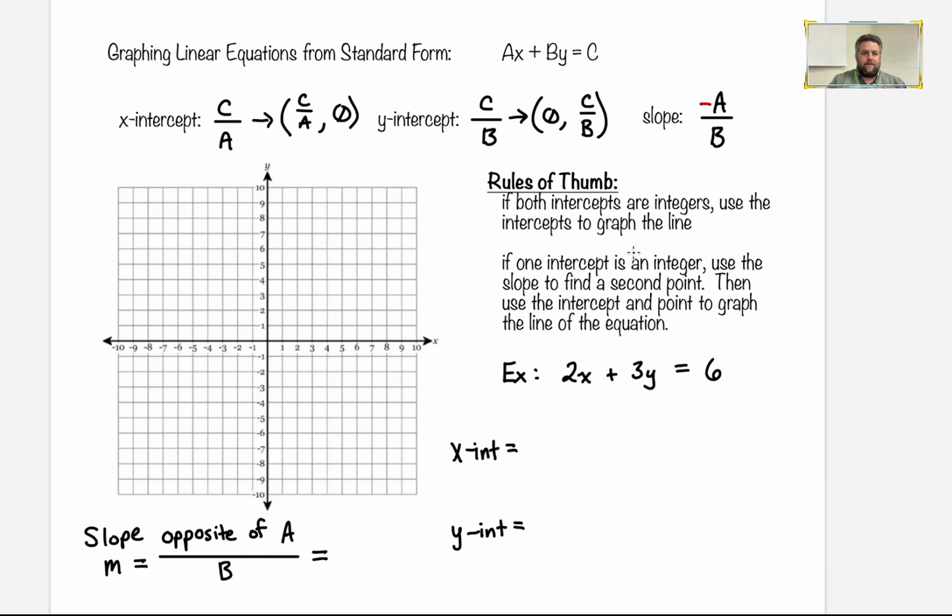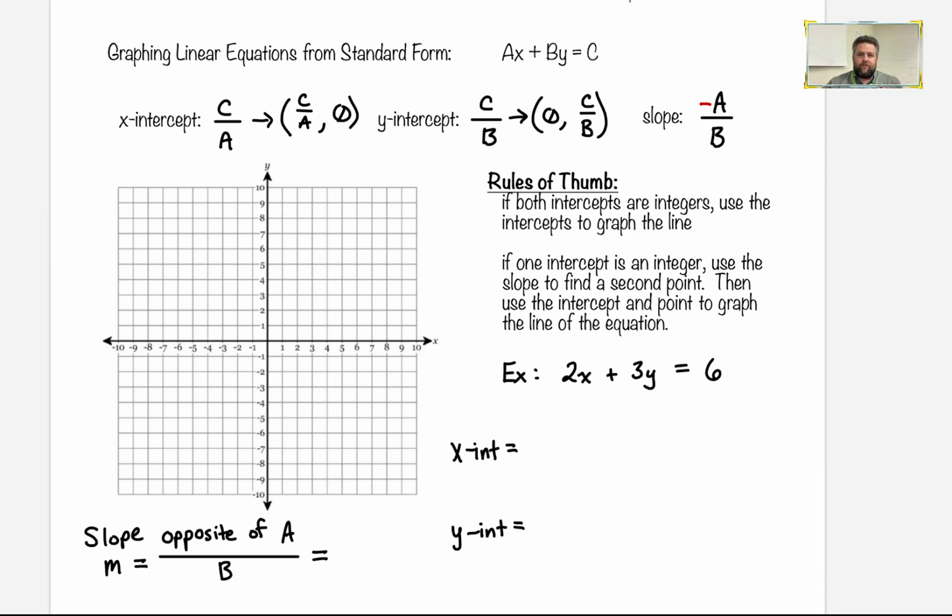And then that is covering graphing for slope-intercept form. What if you have linear equations given standard form, which is ax plus by equals c? Well, your x-intercept is just c divided by a. Your y-intercept is c divided by b. And if we need to, we're going to get our slope of the opposite of a over b. So the rule of thumb goes like this. If both intercepts are integers, then we're going to use the intercepts to graph the line. If one intercept is an integer, use the slope to find a second point, then use the intercept and the point to graph the line of the equation.